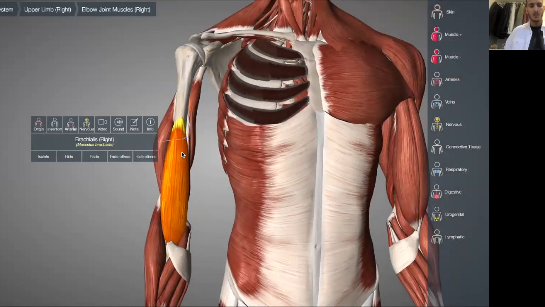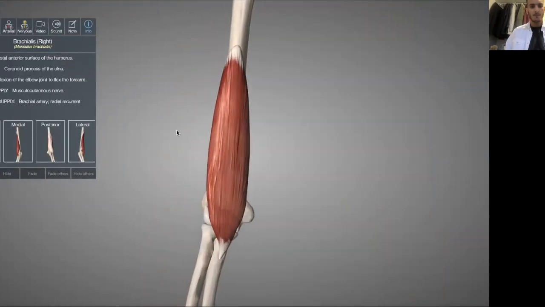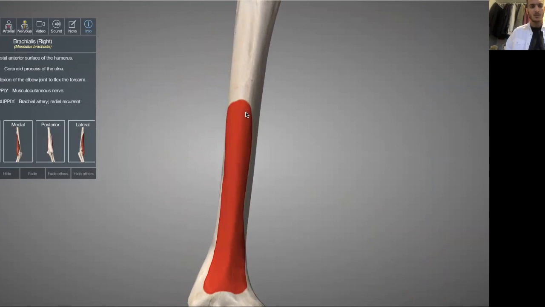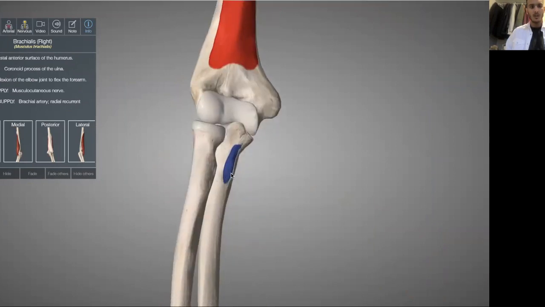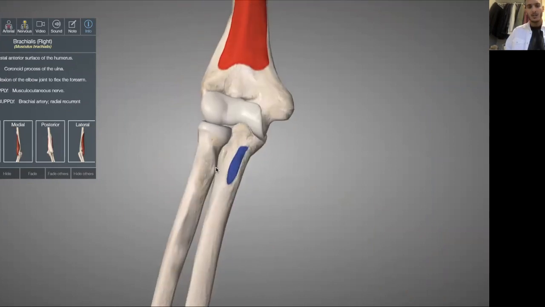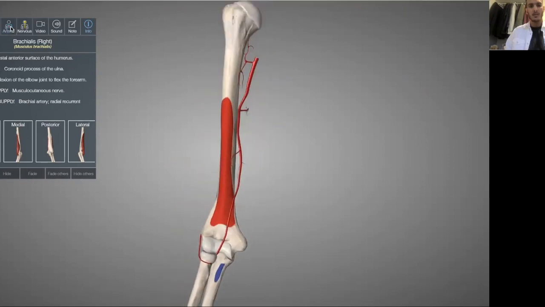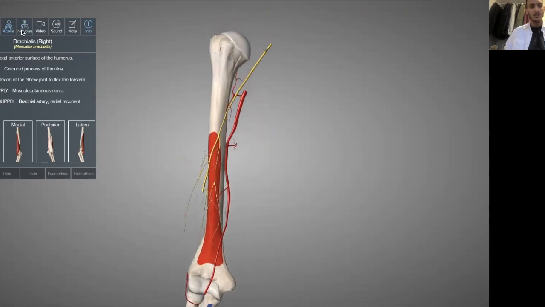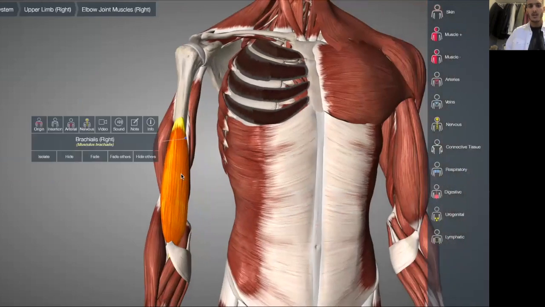Next one and the final one on the anterior aspect of the arm above the elbow, we have the brachialis muscle, and so the origin and insertion. So the origin is on the distal anterior surface of the humerus. The insertion of this muscle here is on the coronoid process of the ulna. Okay, somewhere here. And the action is flexion of the elbow to flex the forearm. The arterial supply is by the brachial artery and radial recurrent artery. And also the nervous supply is by the musculocutaneous. So that was the brachialis.